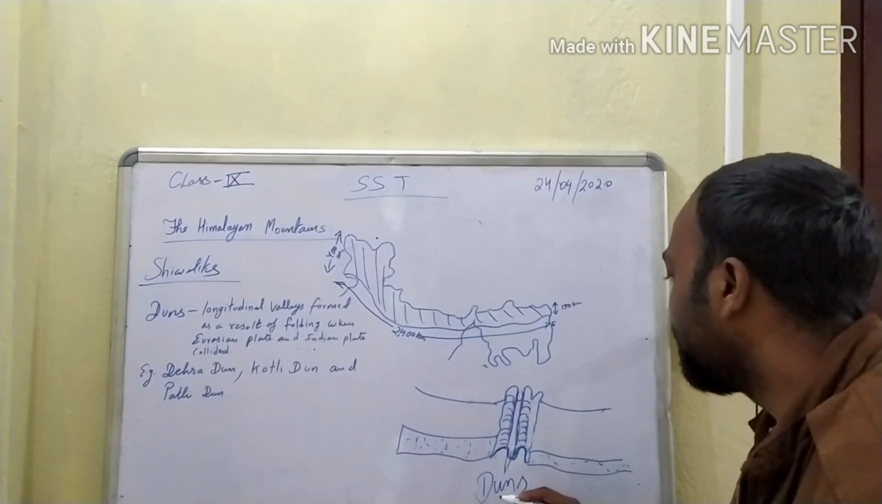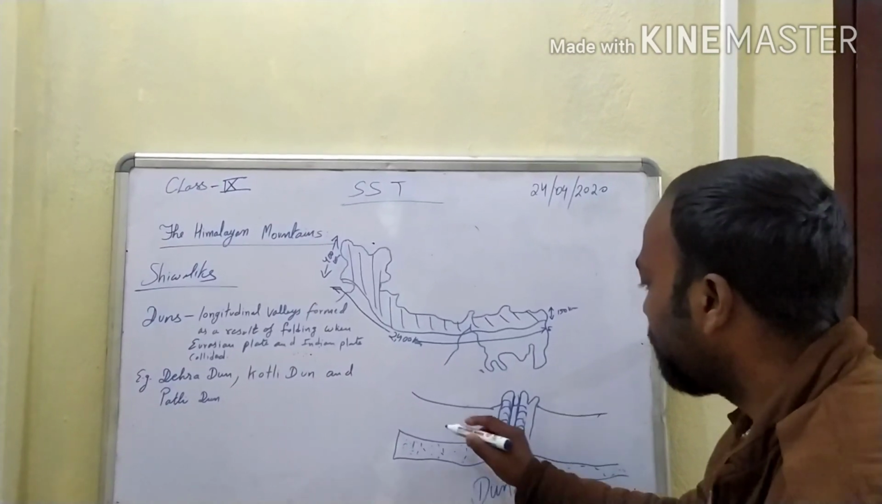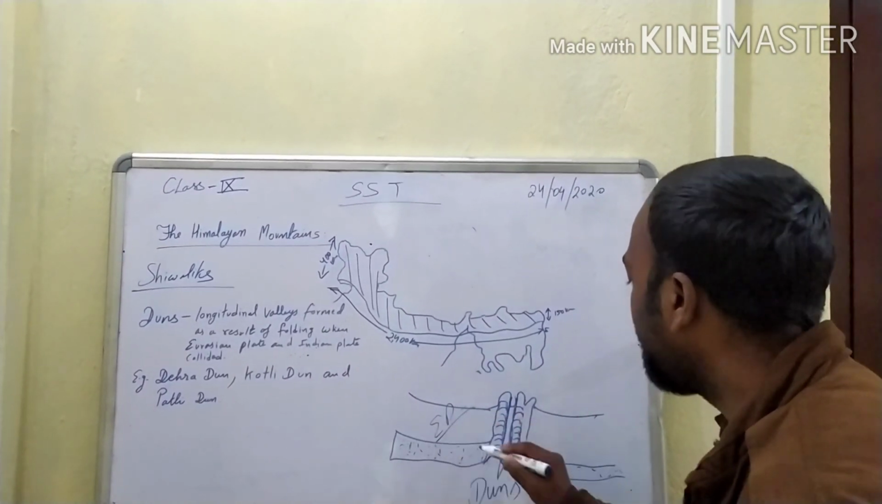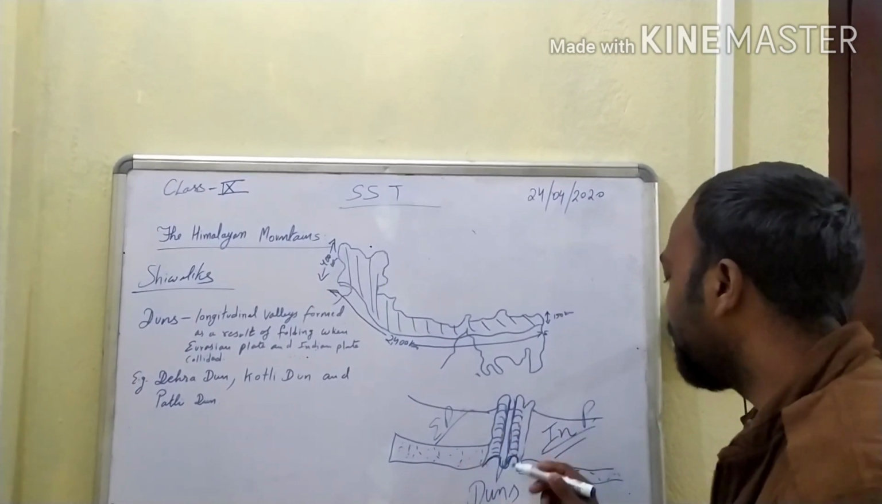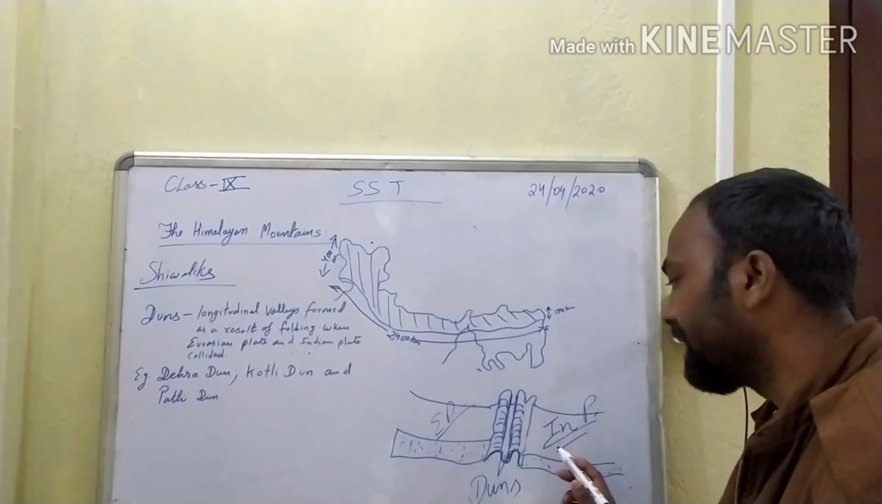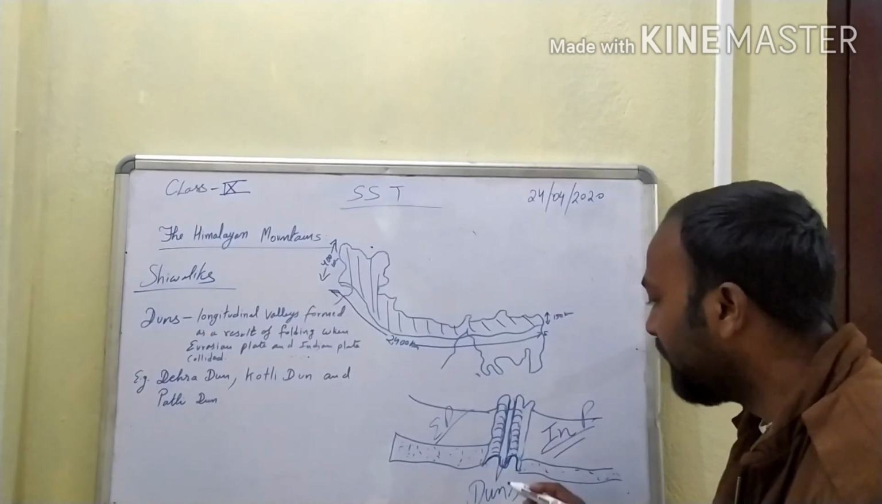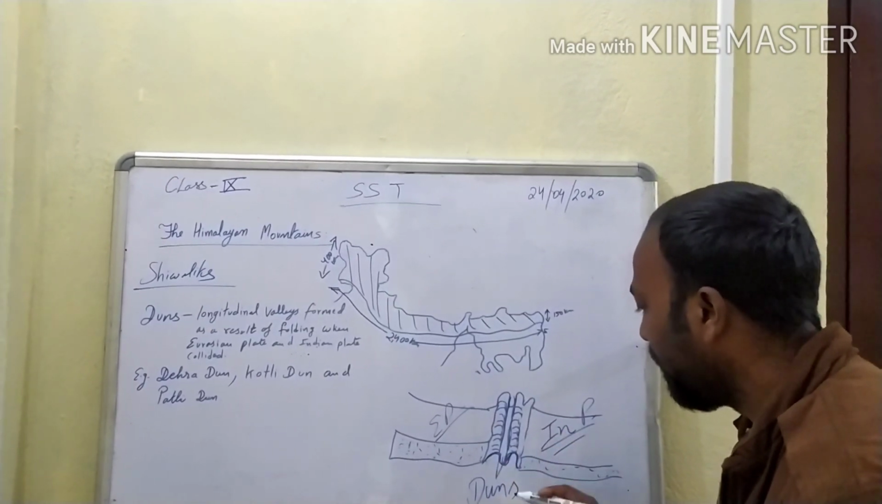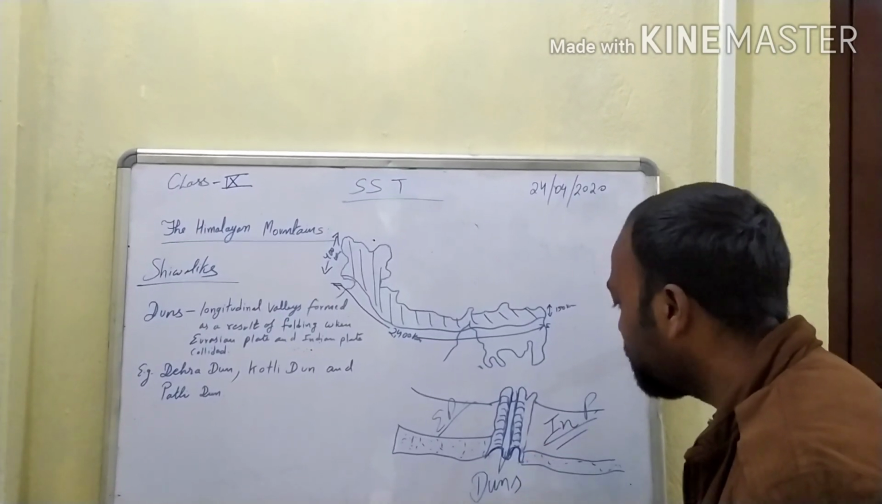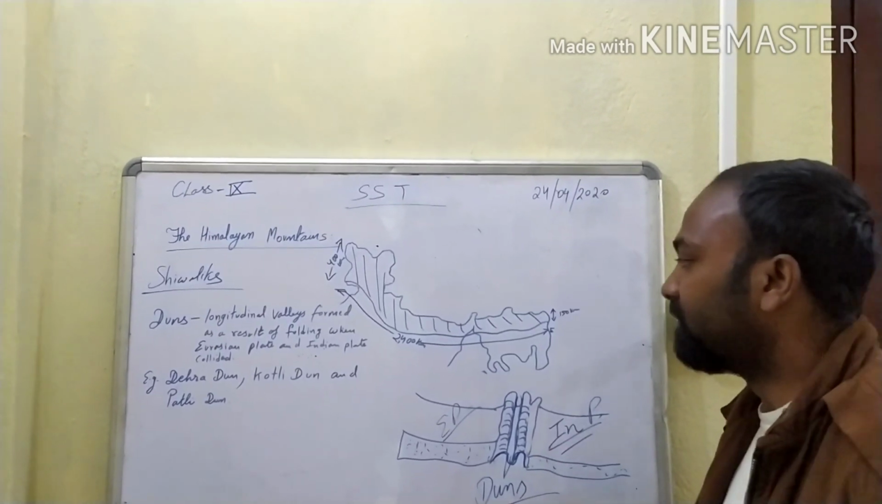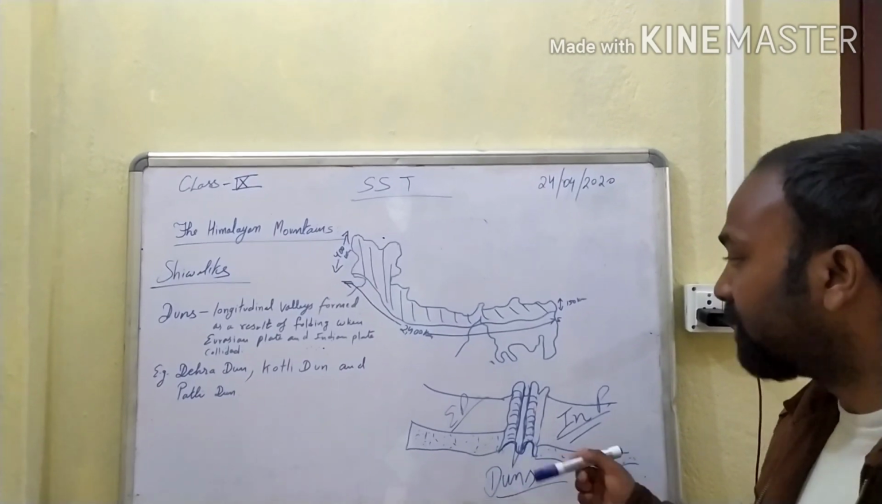Now this was found in India when the Eurasian plate collided with the Indian plate. When these two continental plates collided with each other, the folded structure was formed, and between this folded structure the valley was formed, and these valleys are called the dunes. Okay, I hope you understand how the dunes were formed.